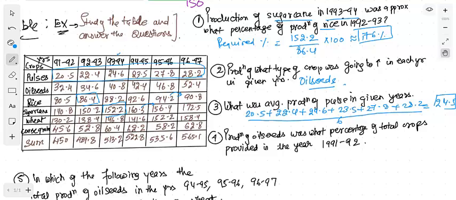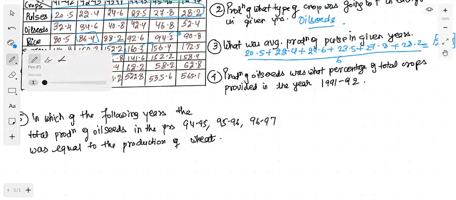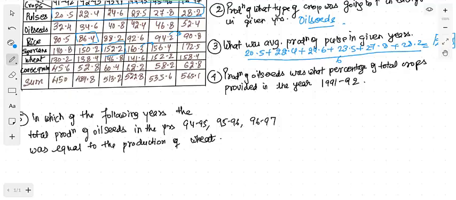Now the fourth one is again very simple. It is asking you to find the production of oil seeds was what percentage of total crops provided in the year 1991 to 1992. First of all, the production of oil seed in this particular year of 91 to 92 is 32.4. So first write 32.4. Now they are asking was what percentage of total crops provided in the year. So what is the sum? You have to write this sum here into 100, and this will give you the final value around 7.2%.